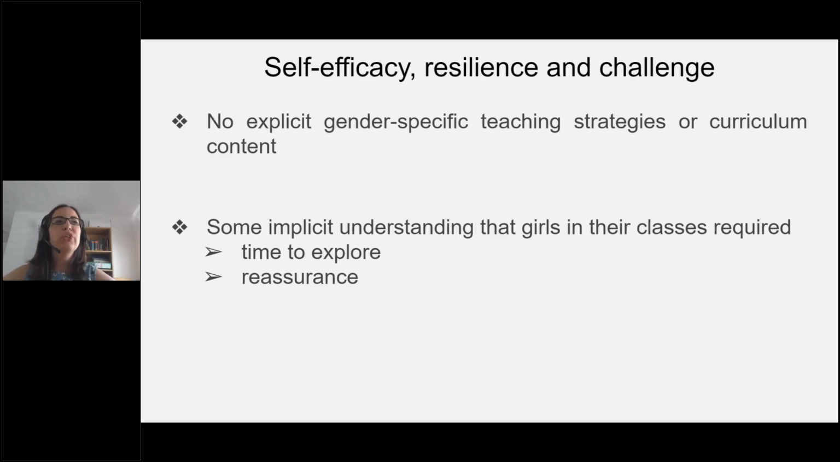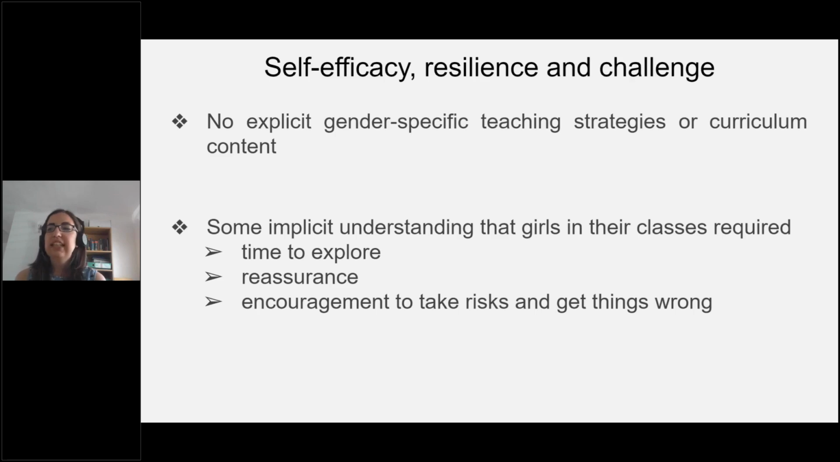A bit more reassurance. So girls were often not very confident in their understanding. And sometimes this led to them asking lots more questions, so that time to explore was required to answer these different questions. But also sometimes meant that they didn't speak up at all. So that required the teacher to kind of take more of a challenging role, trying to get them to show their understanding in different ways, rather than just relying on them to put their hand up if they didn't understand.